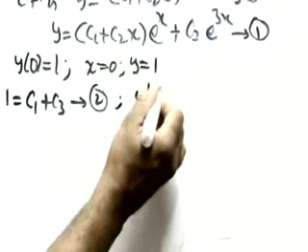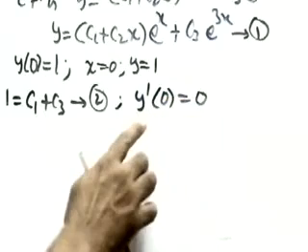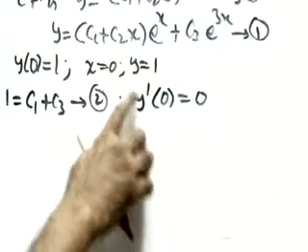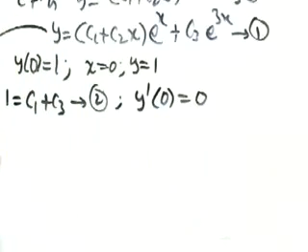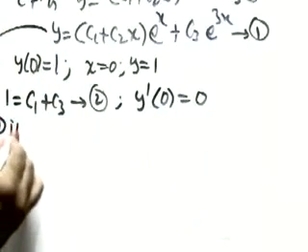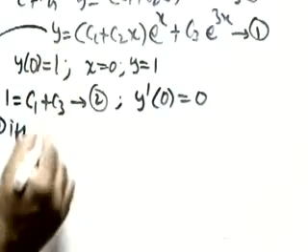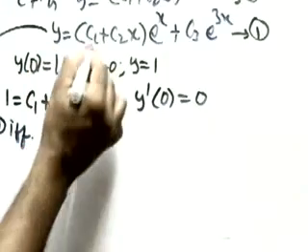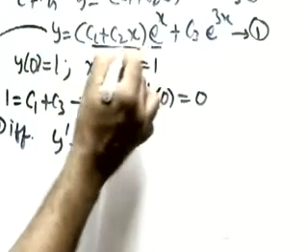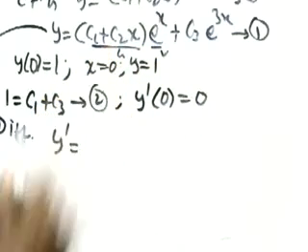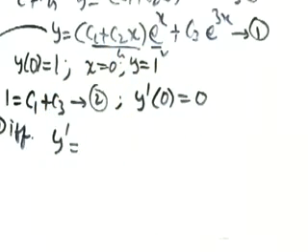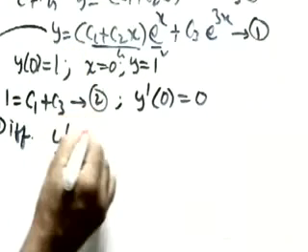Now the next condition given here is y dash of 0 equals 0. That means after differentiating one time, x is 0 and y dash is 0. Let me start differentiating. When we differentiate, y becomes y dash. These two are multiplying, so we take this as u and this as v. We know the differentiation: u d by dx of v plus v d by dx of u.